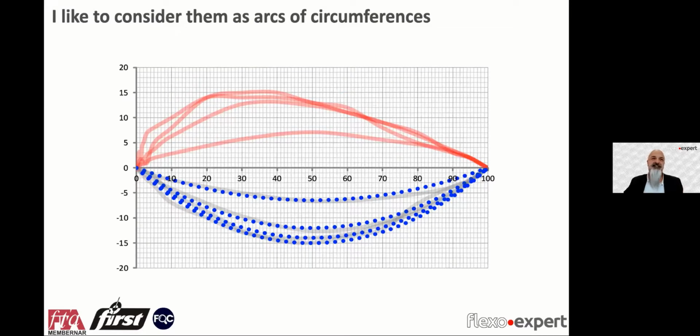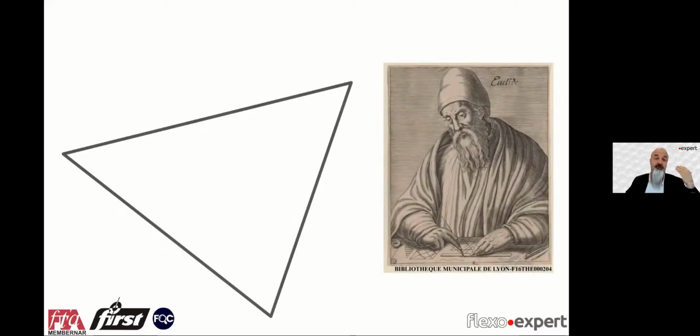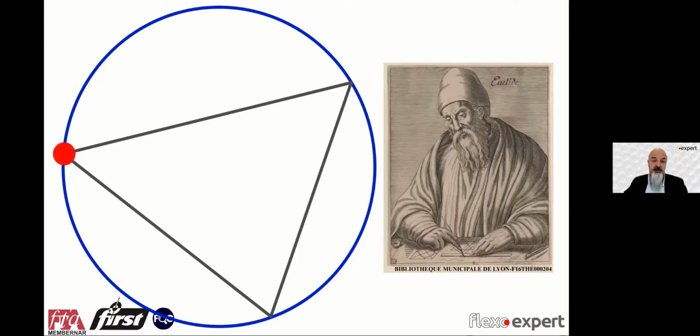Actually, I like to consider those shapes like arcs of circumference because I remember there was a guy at school some weeks ago that was discussing about circles. No? Euclid described the construction of the circle that circumscribes any given triangle. And because a triangle is determined by three non-collinear points, Euclid's proof essentially says that three non-collinear points in the plane determine a unique circle.